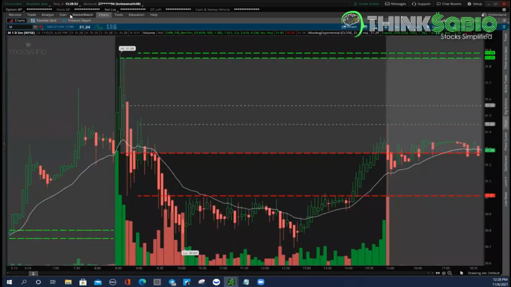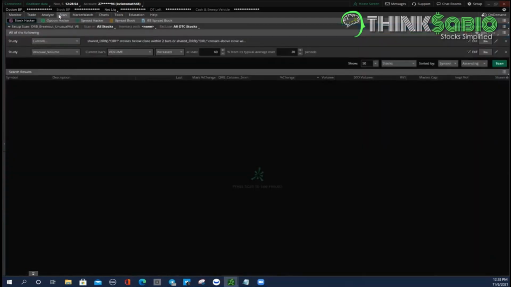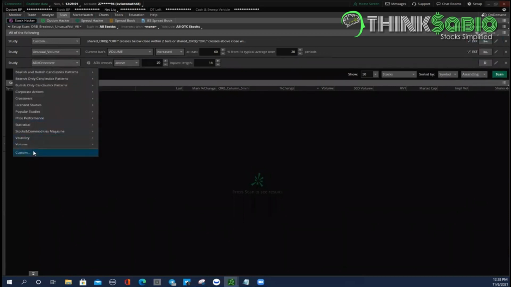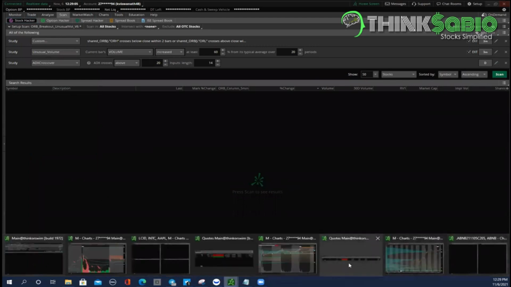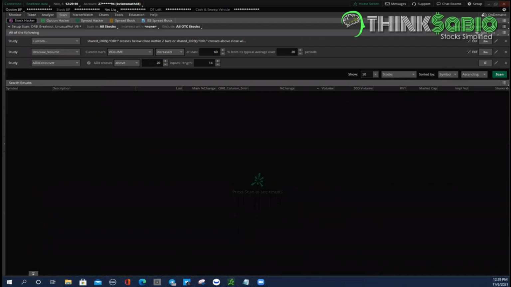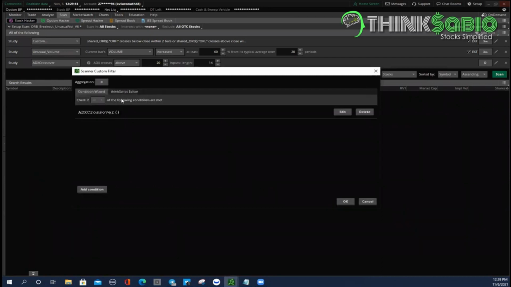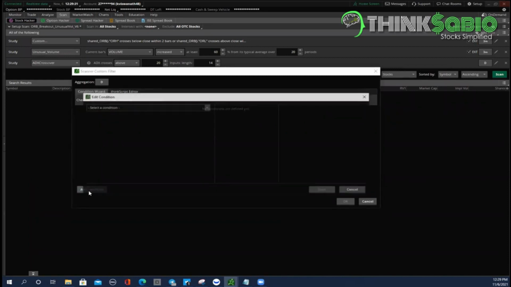So how do you do the scanner? You go to this scan page, and then add a filter, and then click study, and then go to custom, and that went to a different screen. I think, let me see where that went. Okay, it is here. So let me bring it here, and then you delete this, then you add a condition, and then you can select the condition.